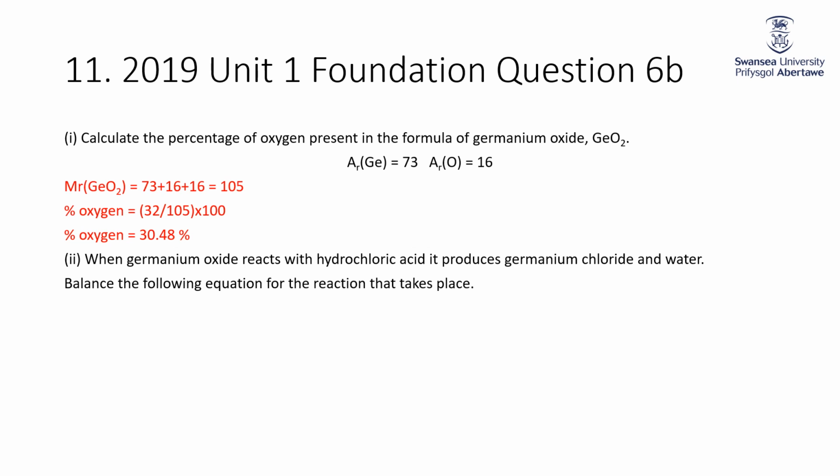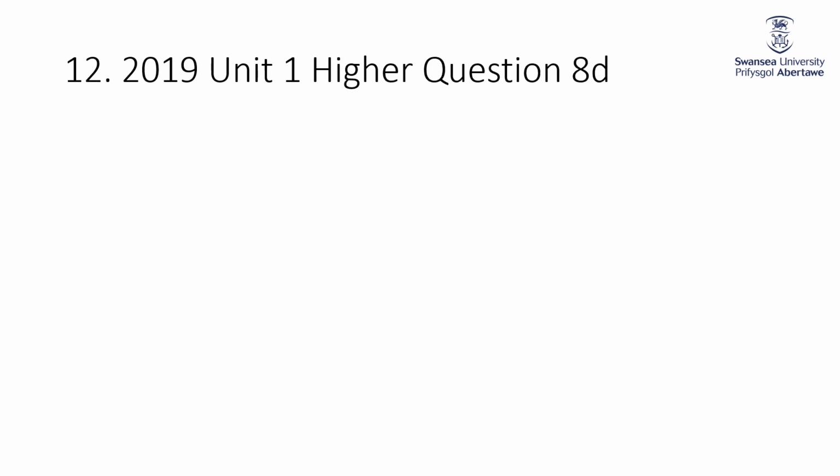Then when germanium oxide reacts with hydrochloric acid, it produces germanium chloride and water. Balance the following equation for the reaction that takes place. So we can see 4 chlorines on the right side. That means we need 4 HCl's on the left side, and then to balance it out we need 2 waters.